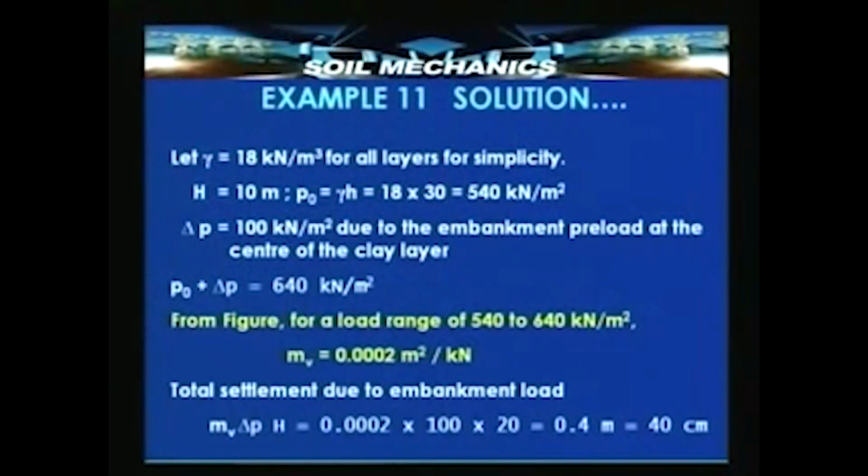So, the solution of this example: take for convenience gamma to be the same for all the layers, take H to be 10 meters. Then at the center of the clay layer, the silty clay layer in this case, the initial overburden pressure is gamma H, which is 540 kilonewton per meter square. Then the increment in pressure due to the preload is already given as 100 kilonewton per meter square at the center of the clay layer.